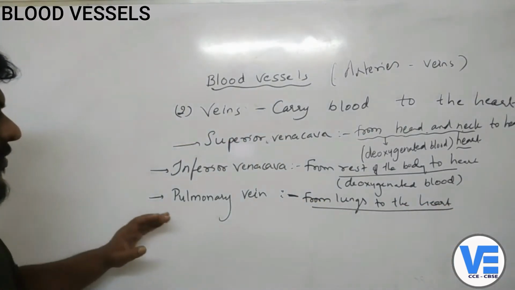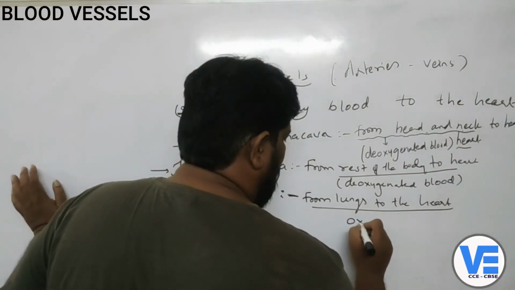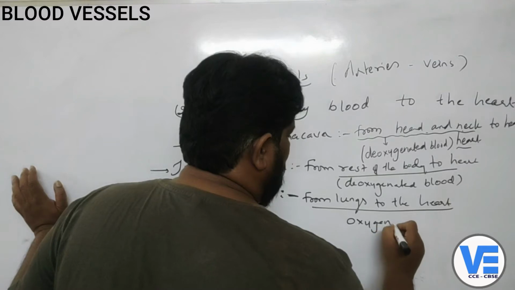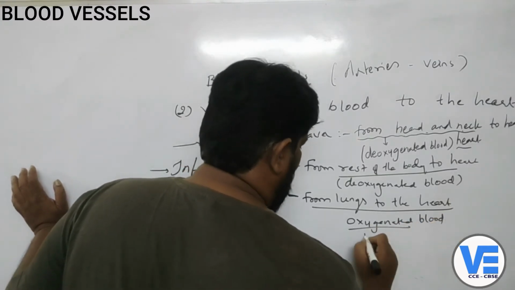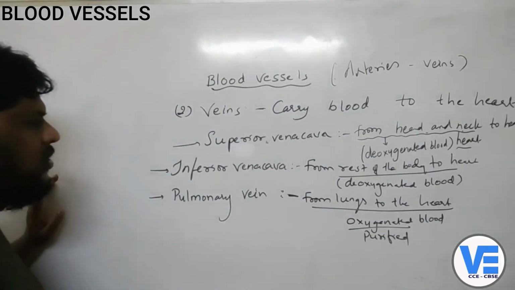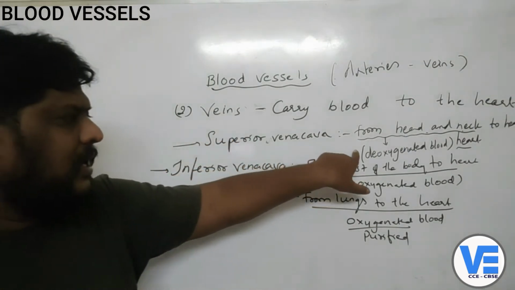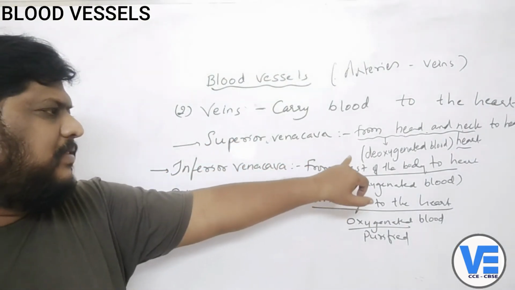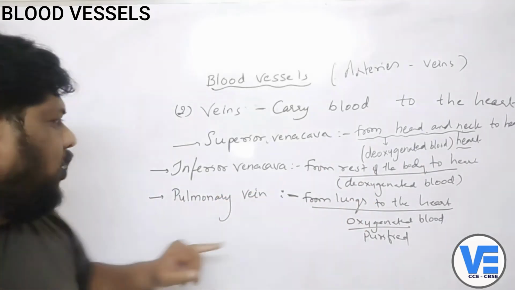They carry the blood from the lungs to the heart, and this blood will be the oxygenated blood, or else you can call it purified blood. So the superior vena cava and inferior vena cava bring the deoxygenated blood from the head, neck and the rest of the parts of the body to the lungs.